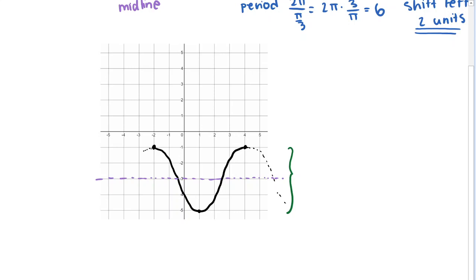Looks something like this. And then it continues onwards. But right, having all of our structure, knowing the midline, the amplitude, the period, and the shift really gives you so many tools to graph this function without having to plot a bunch of points.